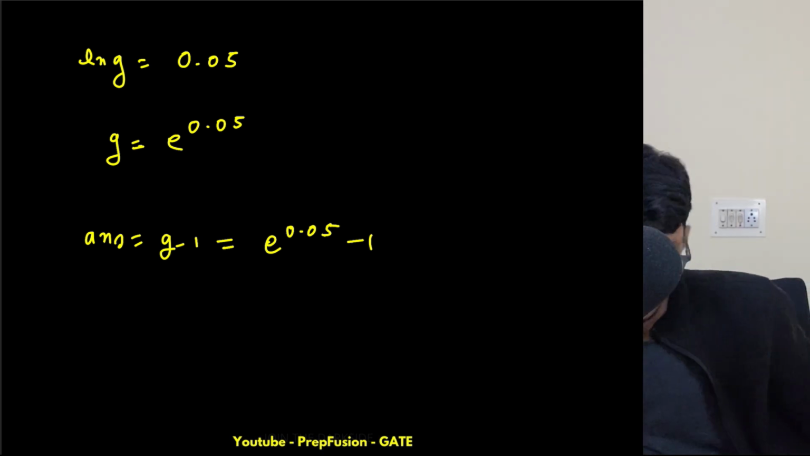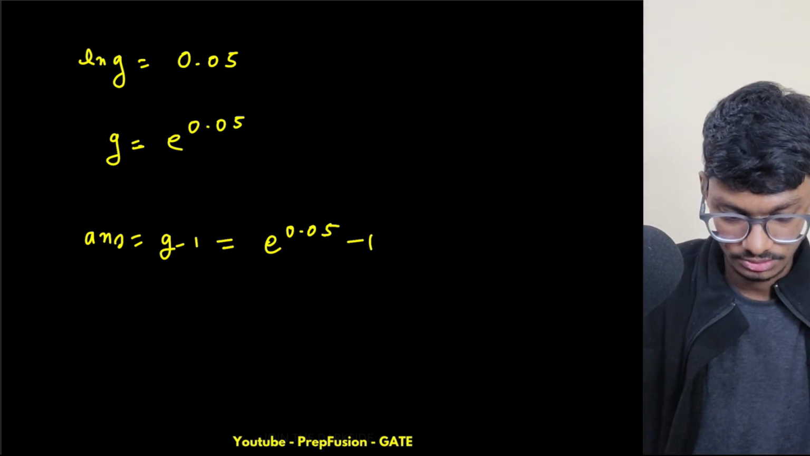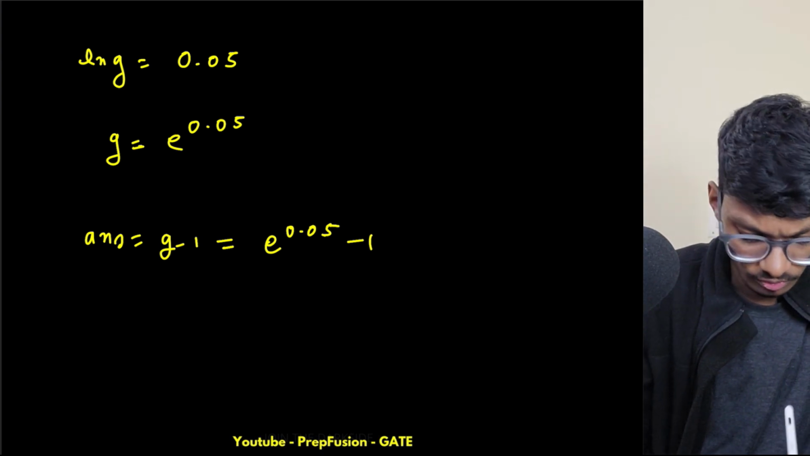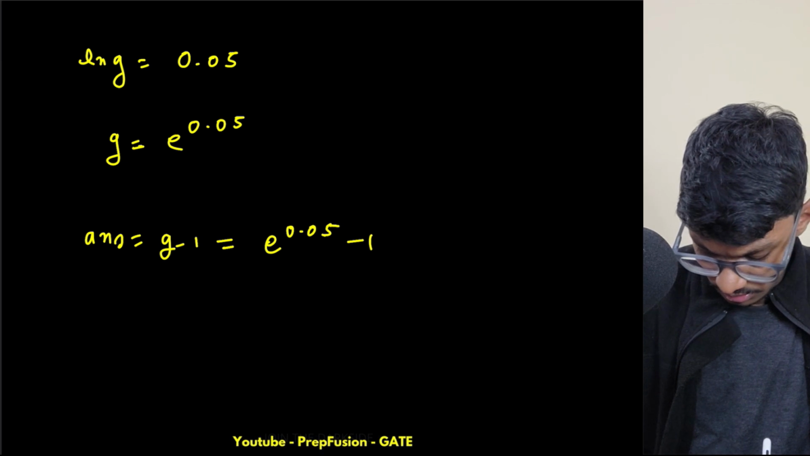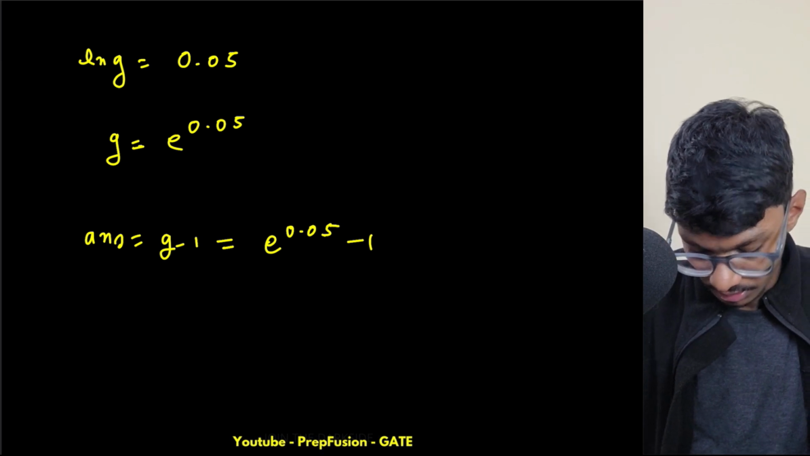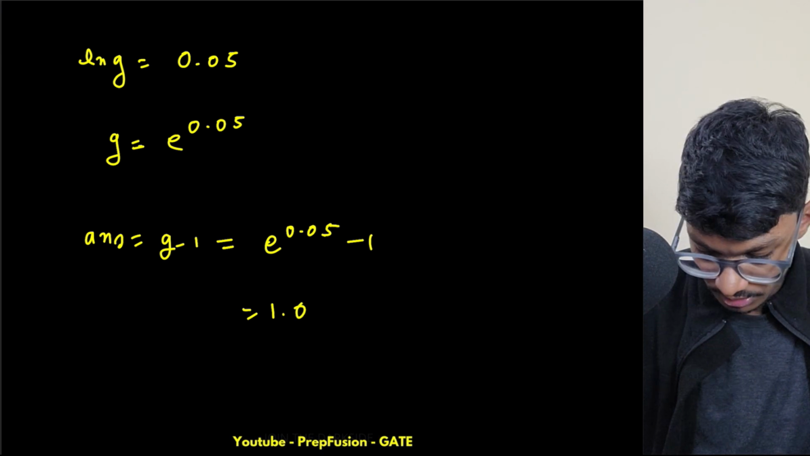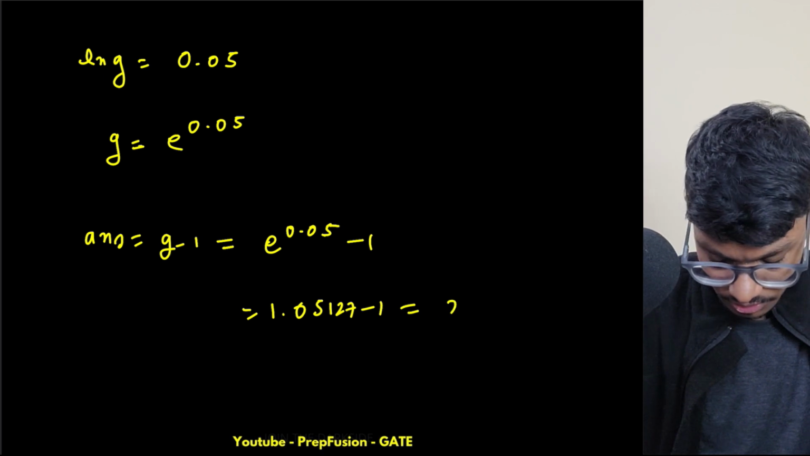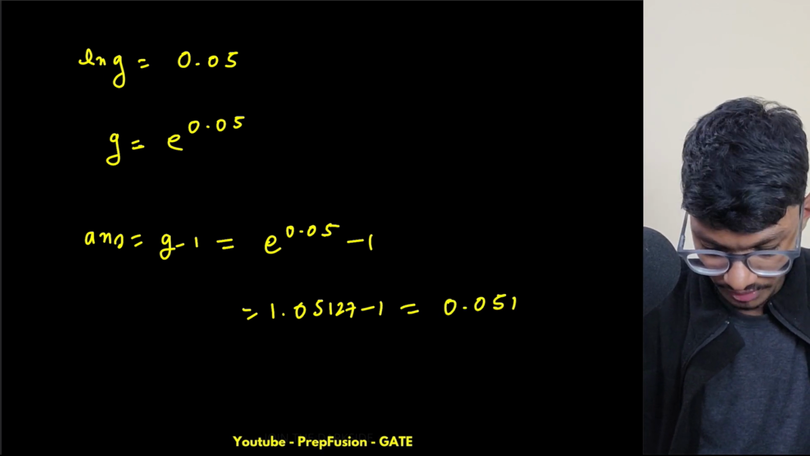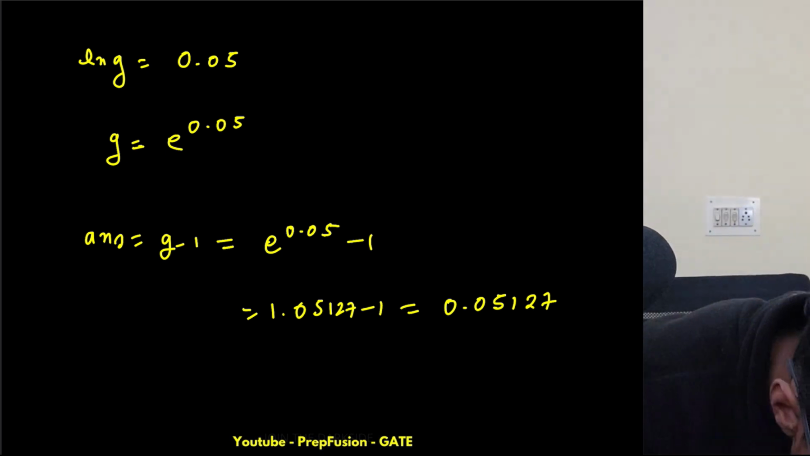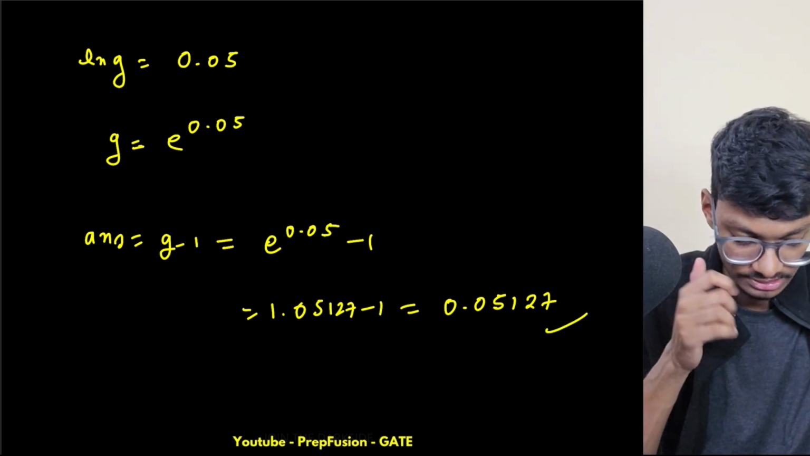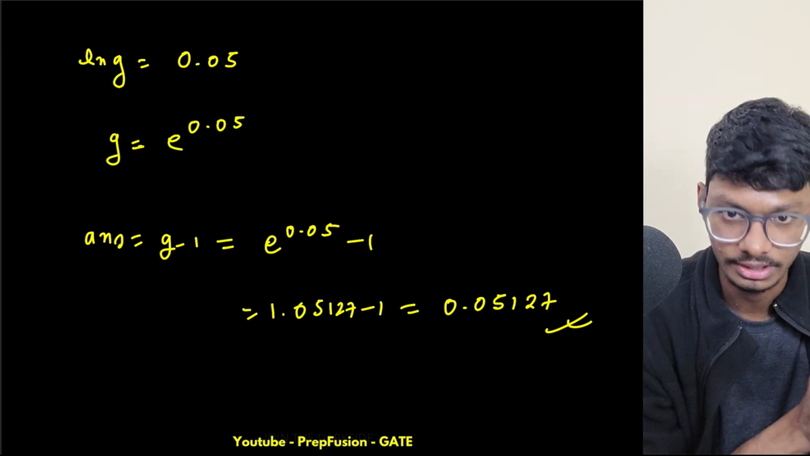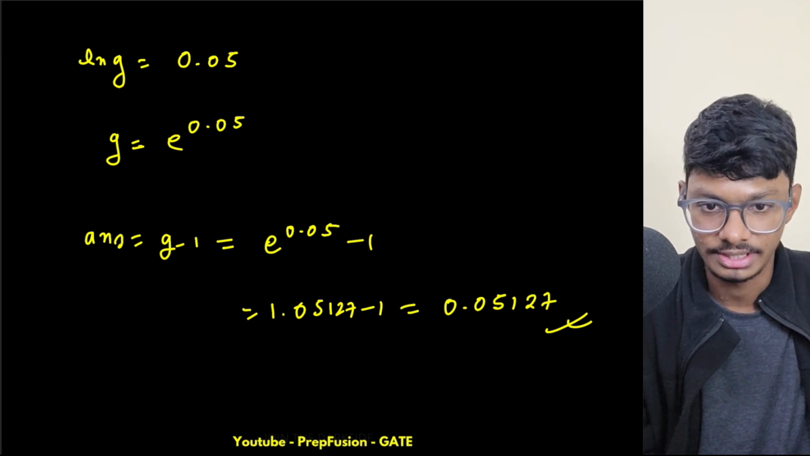Let me just use the calculator. I have forgotten the answer actually. It is almost 0.05, I think. Okay, e to the 0.05 is 1.05127, minus 1, which equals 0.05127. So this is my answer. If you want to approximate, you can say 0.051 if they tell you to approximate to 3 decimal places. So yes, this is the answer to this question.